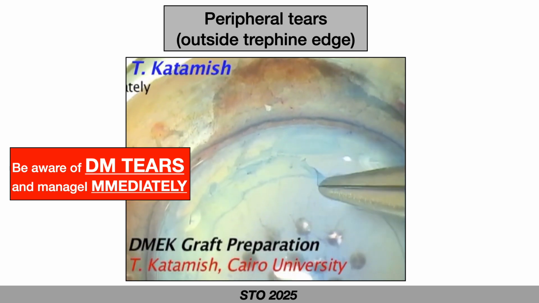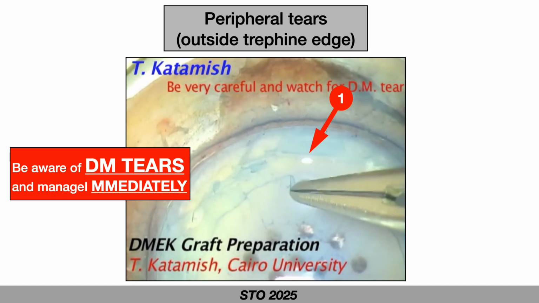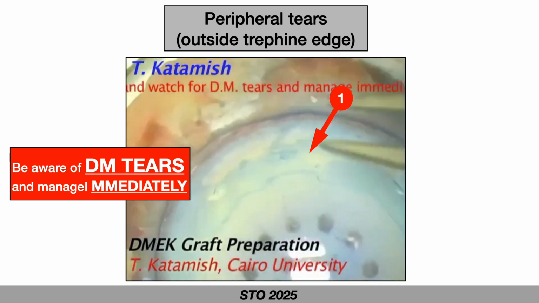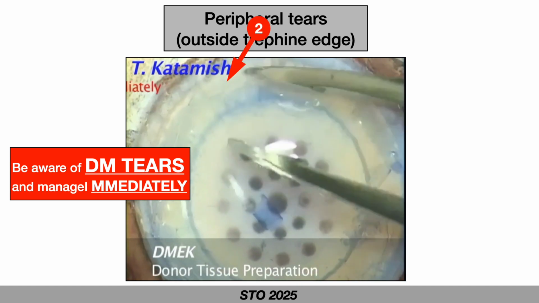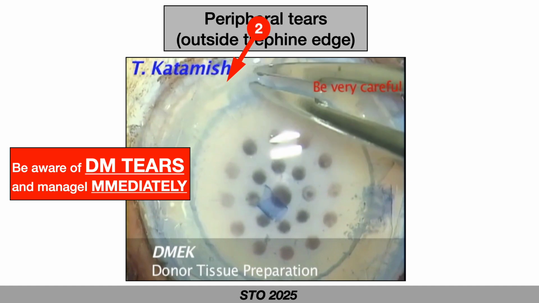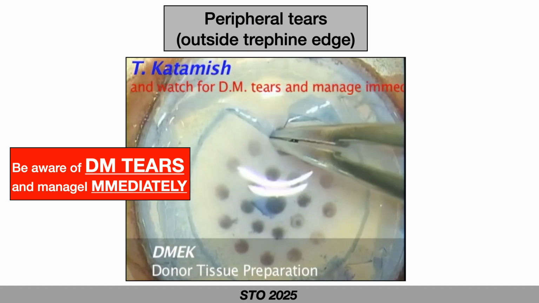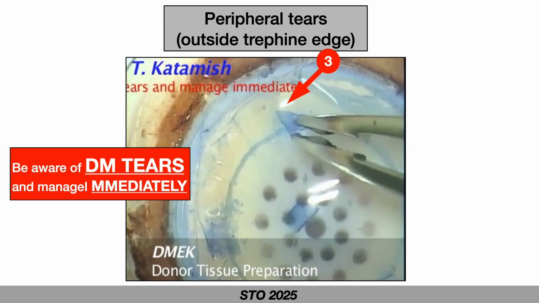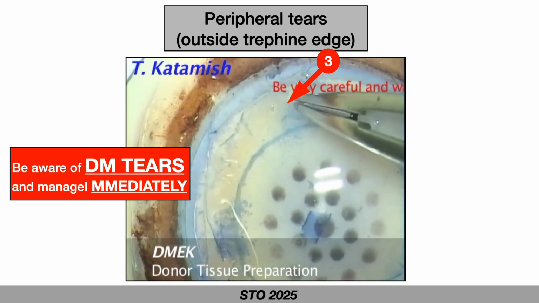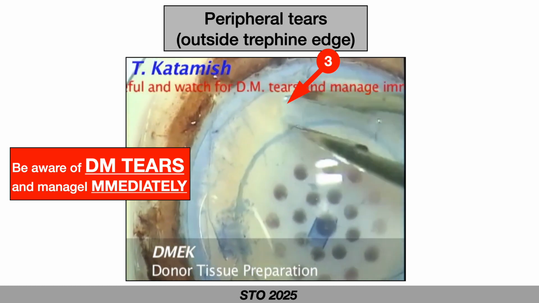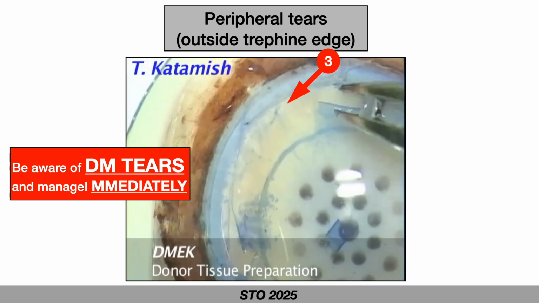Be aware of Descemet membrane tears and manage immediately. This example for a Descemet membrane tear: you turn the sharp edge tear into a rounded tear. This is another example. So this radial tear, you have to turn it immediately into a round edge tear to avoid extension of this tear in the DMEK graft area. So be aware of these tears and manage immediately by turning these sharp edge tears into rounded tears.